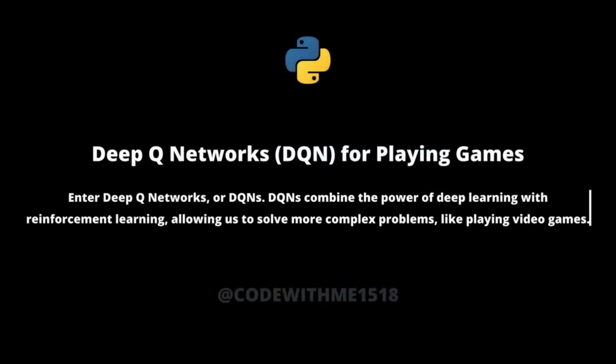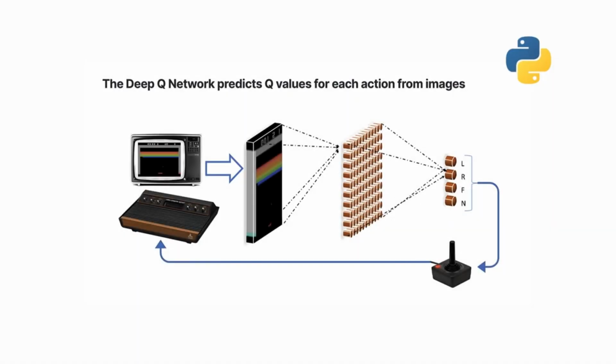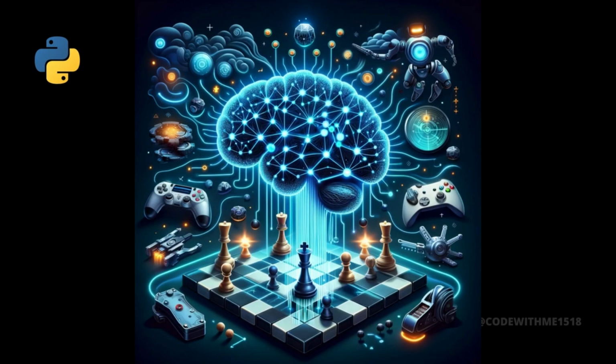So, what's the next step after learning Q-learning? Enter Deep Q-Networks, or DQNs. DQNs combine the power of deep learning with reinforcement learning, allowing us to solve more complex problems, like playing video games.